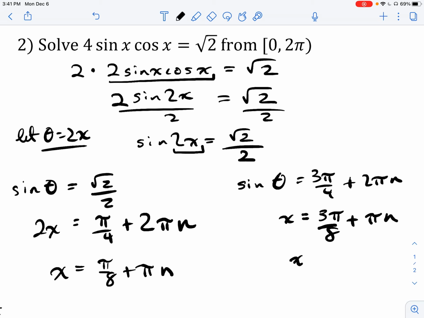And those angles would be x is equal to, so now that I have the two general solutions, I can just go through and plug in values for n, and I should get pi over 8, 9 pi over 8, 3 pi over 8, and 11 pi over 8.